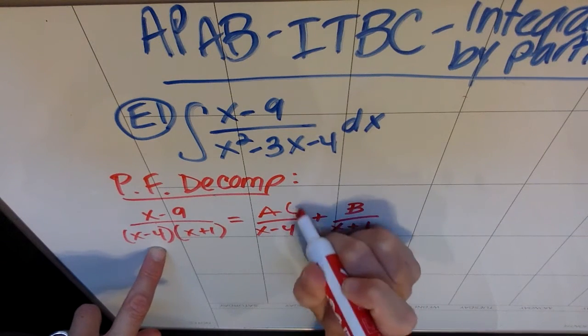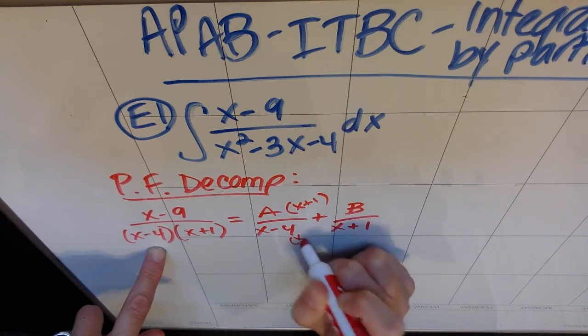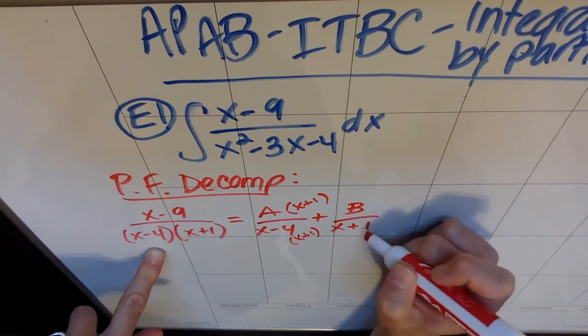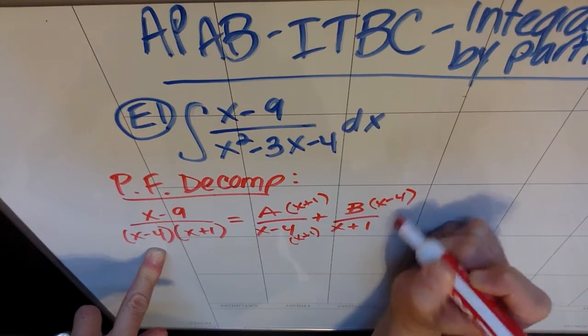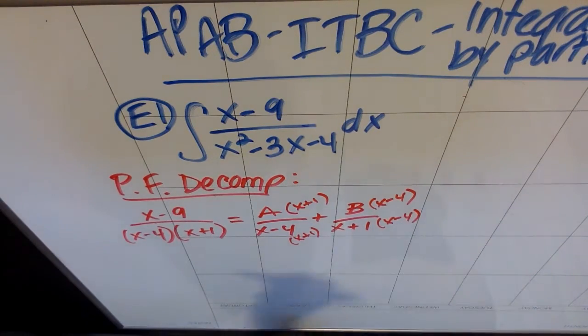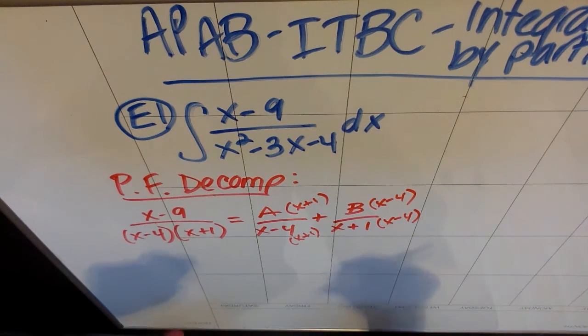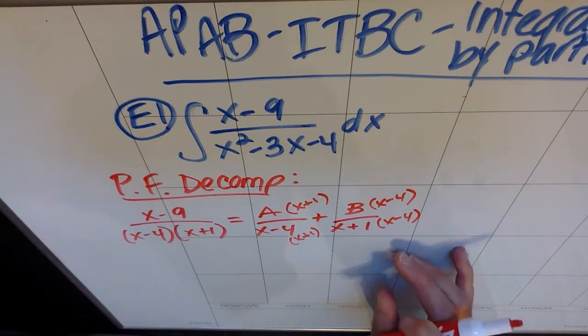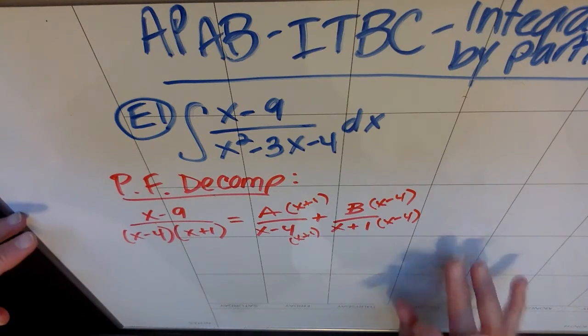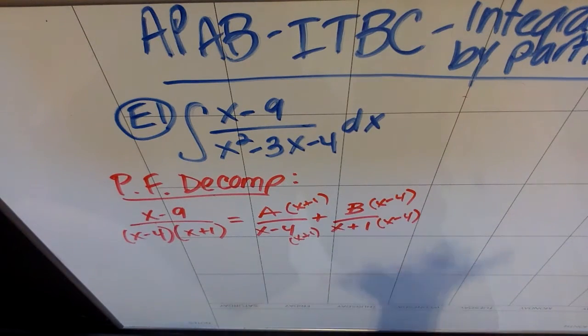That means the A fraction is missing an x plus 1 over an x plus 1. And the B fraction has only the x plus 1, so it's missing the x minus 4 over the x minus 4. Because the denominators are all exactly the same, and that's the reason this works, I can basically say that the numerator, x minus 9, equals the other numerator, which is all of this stuff.